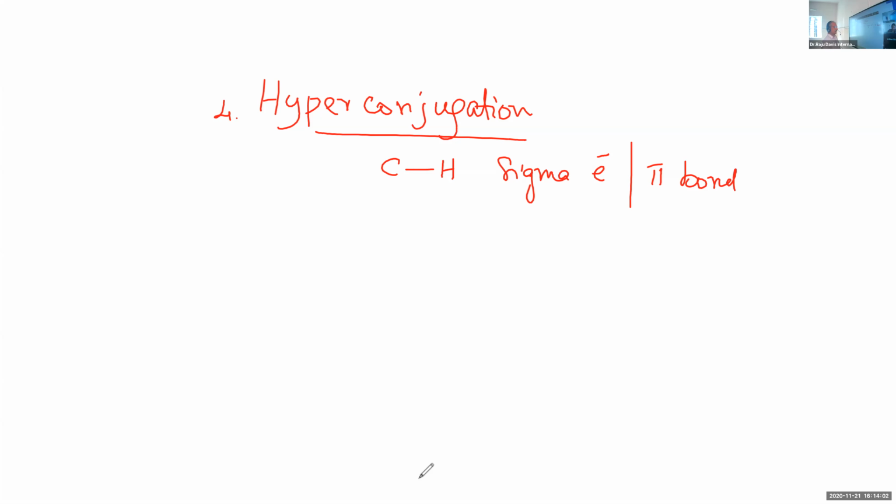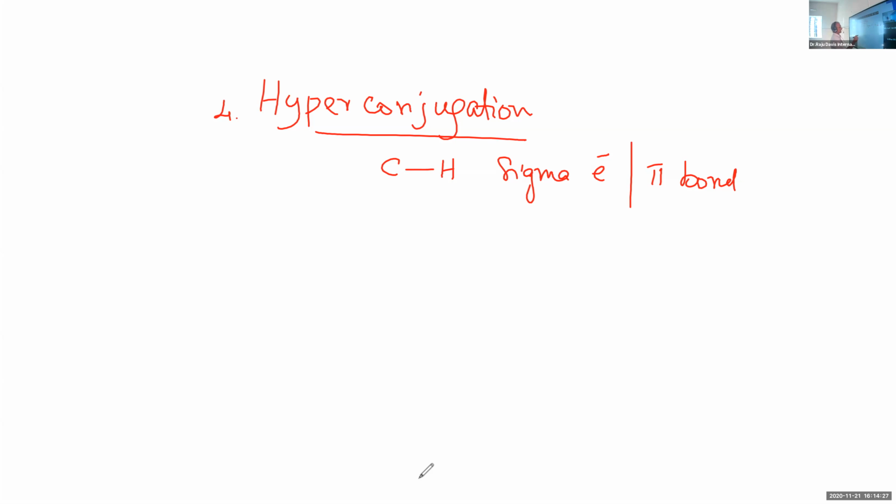The displacement of carbon-hydrogen sigma electrons. Two electrons are delocalized with a conjugated pi bond, say a double bond or a triple bond.